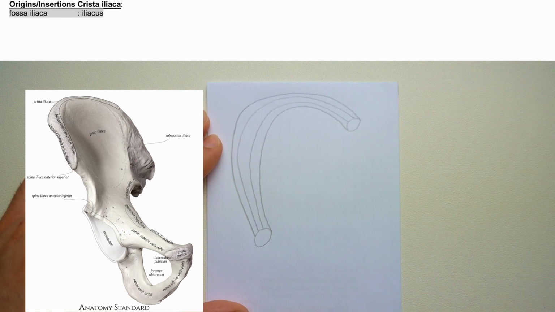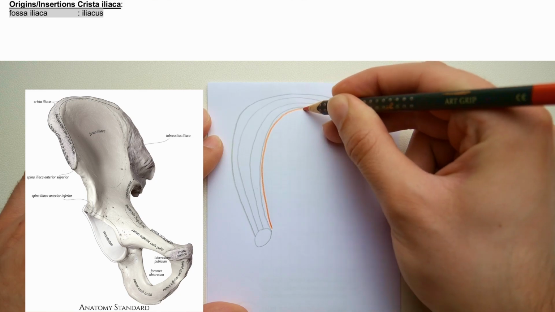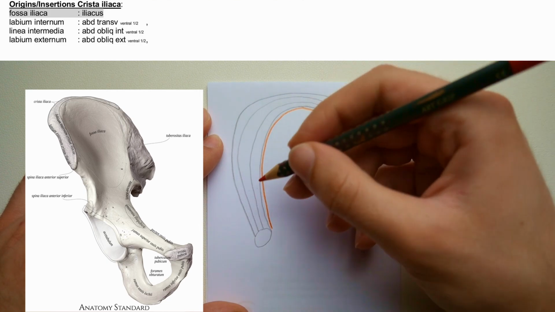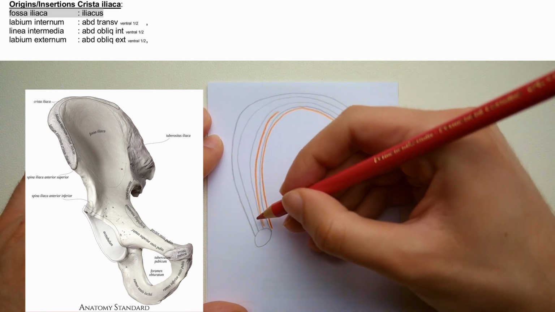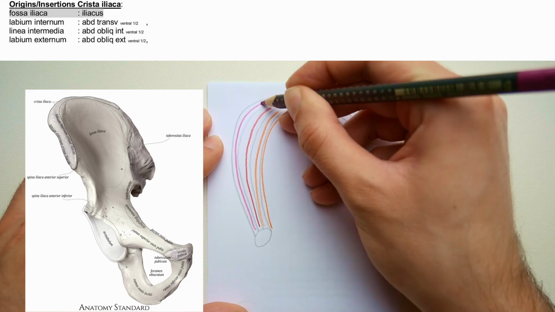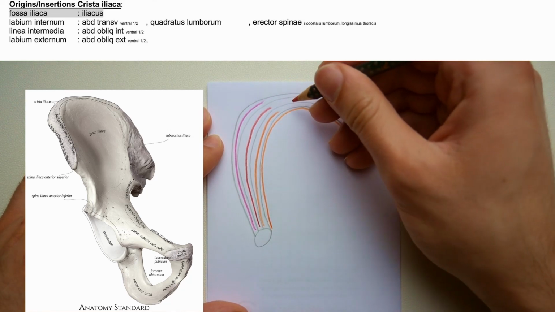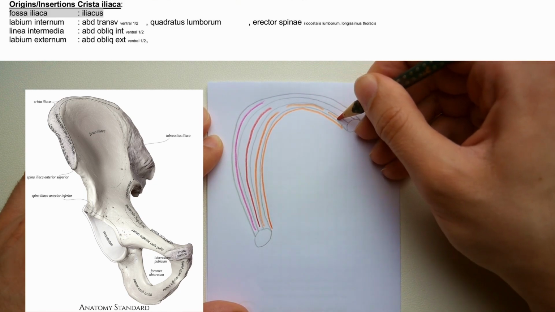The musculus iliacus is connected to the fossa iliaca and is really close to the Crista iliaca. In the ventral half of the 3 subdivisions of the Crista iliaca, there are the muscle-bone connections of musculus abdominis transversus, obliquus internus, and obliquus externus. On the dorsal part of the labium internum, we have the quadratus lumborum and the erector spinae muscles.